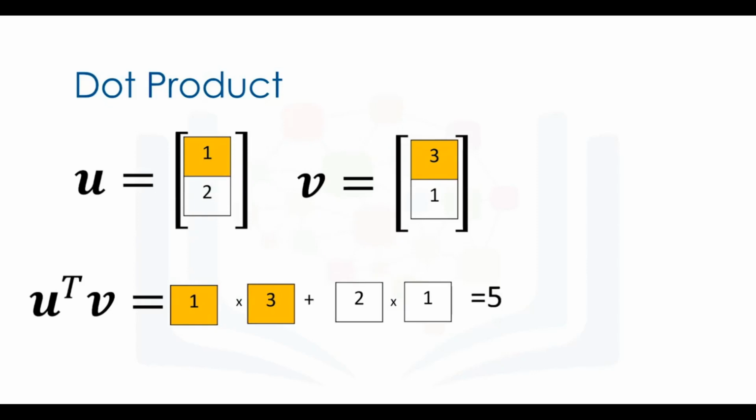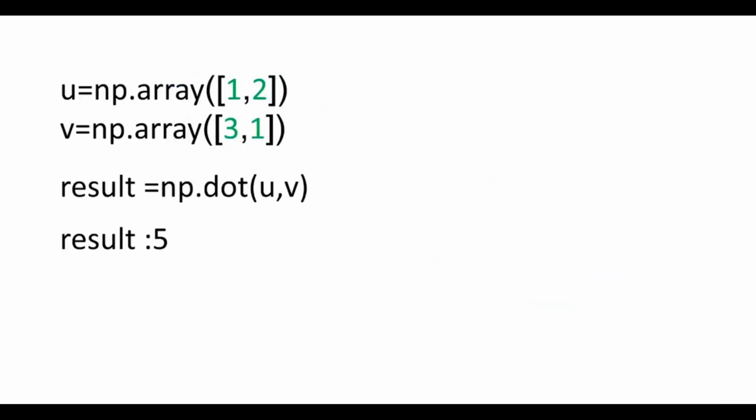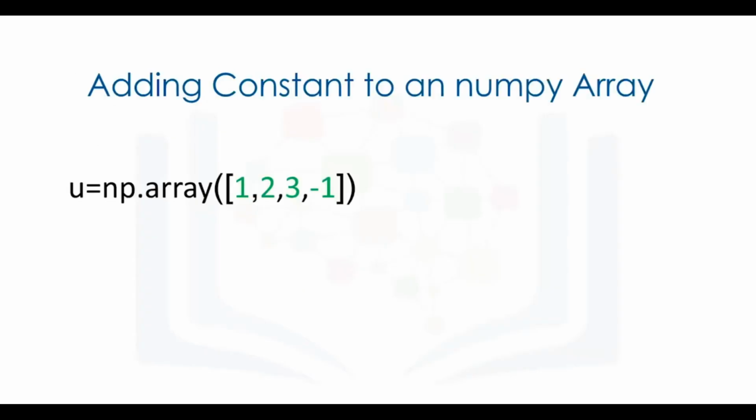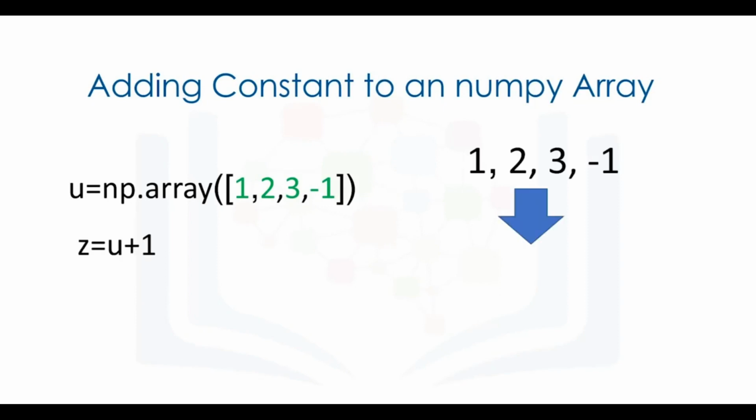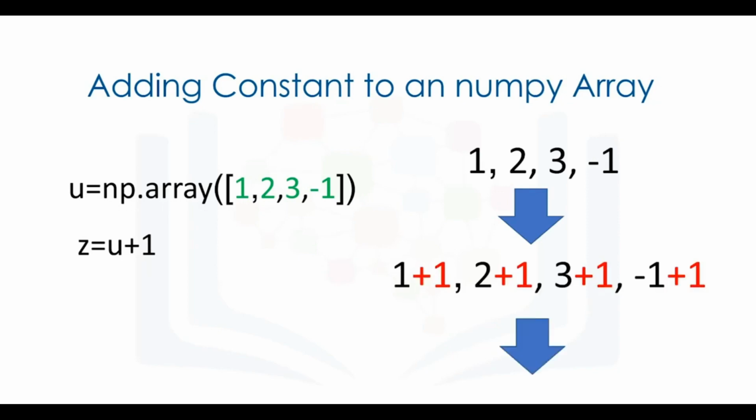The result is a number that represents how similar the 2 vectors are. We can also perform dot product using the NumPy function dot and assign it with the variable result as follows. Consider the array U. The array contains the following elements. If we add a scalar value to the array, NumPy will add that value to each element. This property is known as broadcasting.